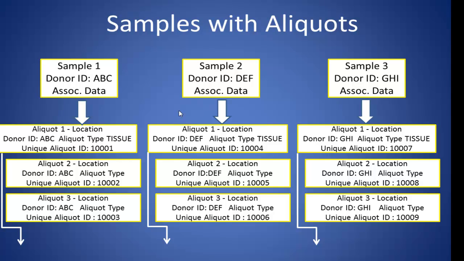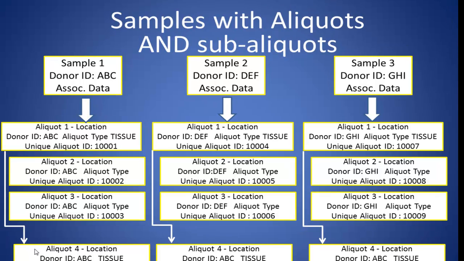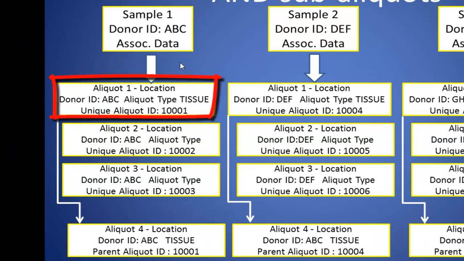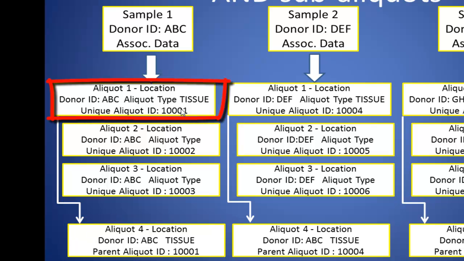What we can also do is not only have aliquots stored associated with samples, but also have the ability to create sub-aliquots of those aliquots. And this, of course, is what we'll want to do with a tissue microarray. We've got a tissue sample here from a patient, donor ID ABC. We want to take a piece of this and make a sub-aliquot of that aliquot. So we have the unique ID here. Down here, when we create the sub-aliquot, we'll have a parent ID that will link here. 10,001 will link to 10,001 here, keeping that link. Same thing with all these. So we're going to create sub-aliquots.